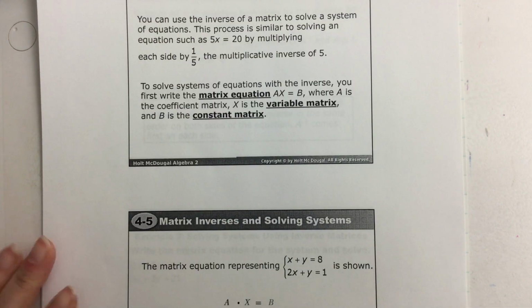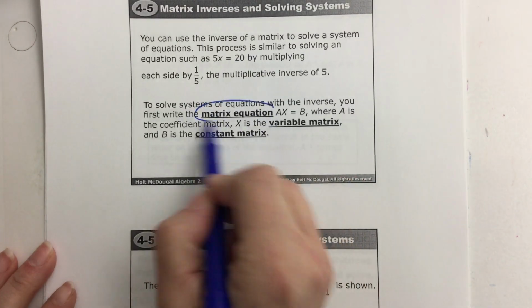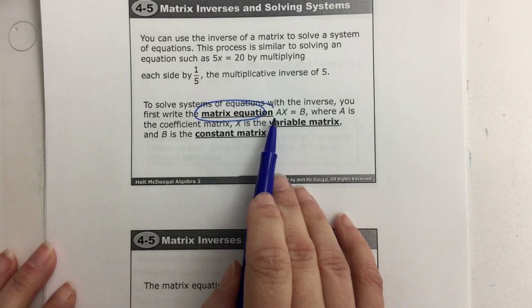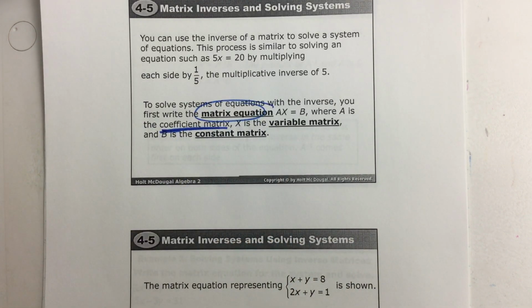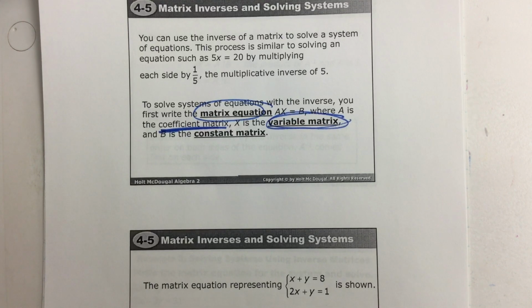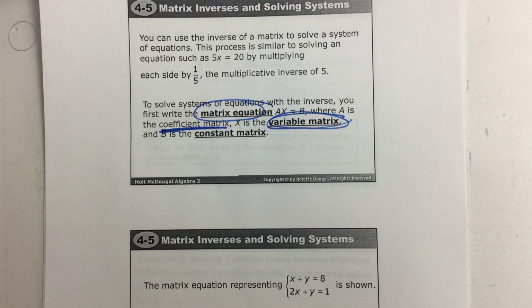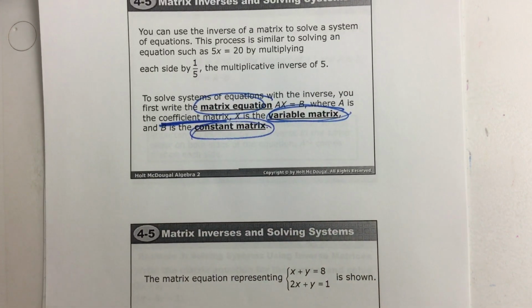You can take a system of equations, okay, and you can rewrite it as what's called a matrix equation. So you start off with what's called the coefficient matrix. You take the numbers that are in front of the variables and you form a matrix. Then you have a variable matrix. The variable matrix only contains the letters that you are trying to solve for. Set it equal to the constant matrix. The constant matrix are the solutions to your original system.